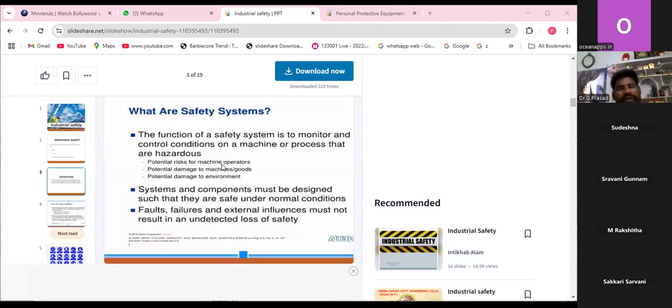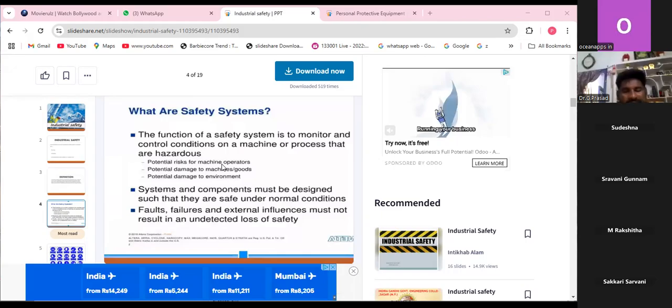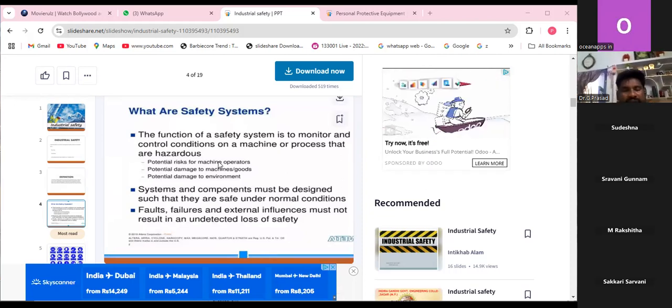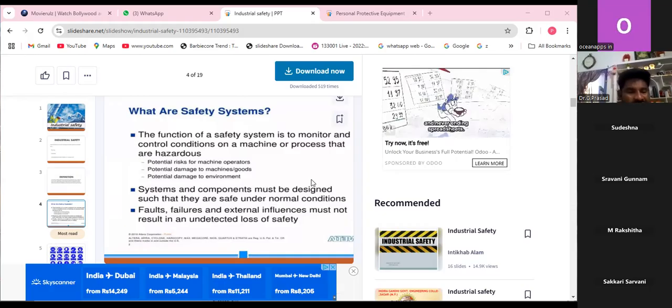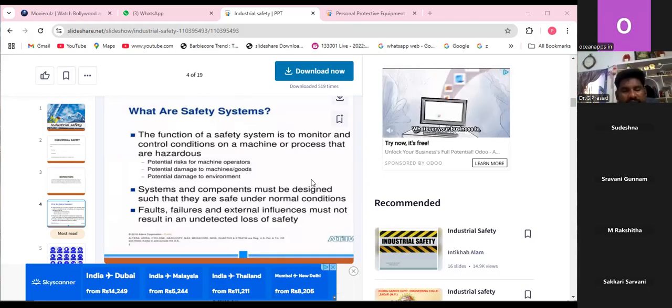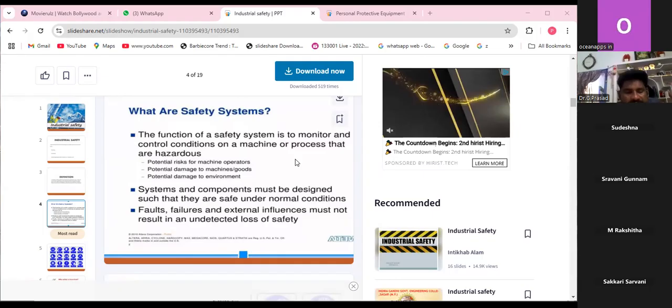What are safety systems? The function of the safety system is to monitor and control conditions on a mission or process that are hazardous. These include potential risks in mission operations, potential damage to mission goods, and potential damage to the environment. Systems and components must be designed such that they are safe under normal conditions.